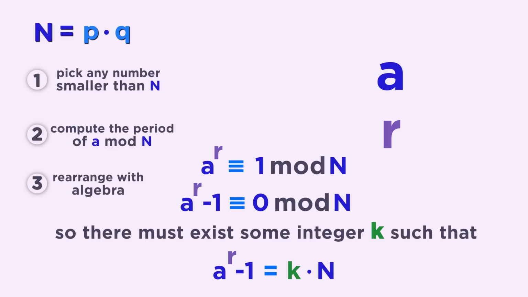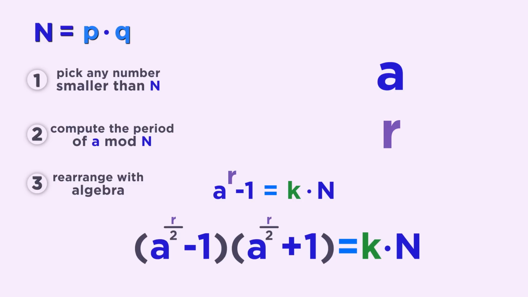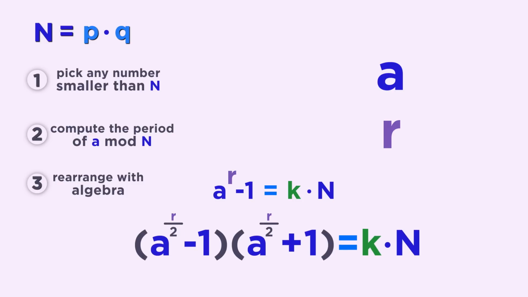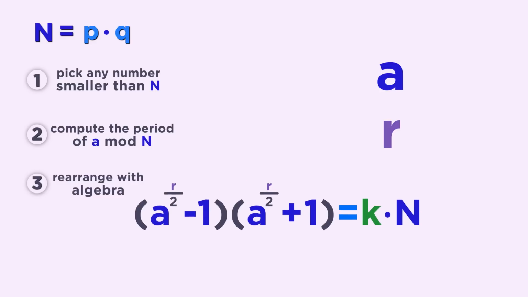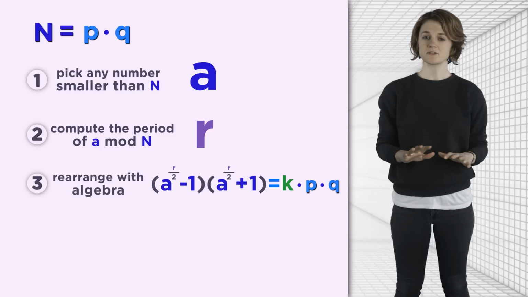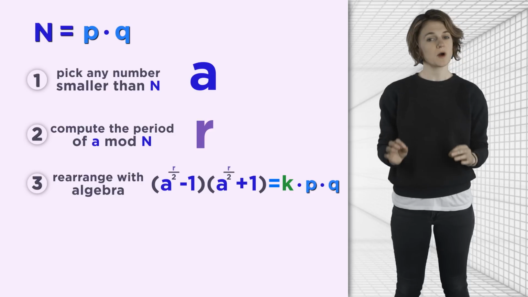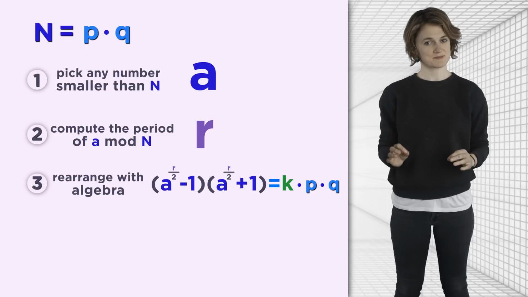Since we assumed r is an even number, we can rewrite it as a to the r over 2 minus 1 times a to the r over 2 plus 1 equals kn. And since n equals pq, we'll replace it with pq. Okay, that was kind of a lot of algebra. I often find it easier to work through computations like that on my own instead of watching someone else do it. You're welcome to pause here and check the steps.